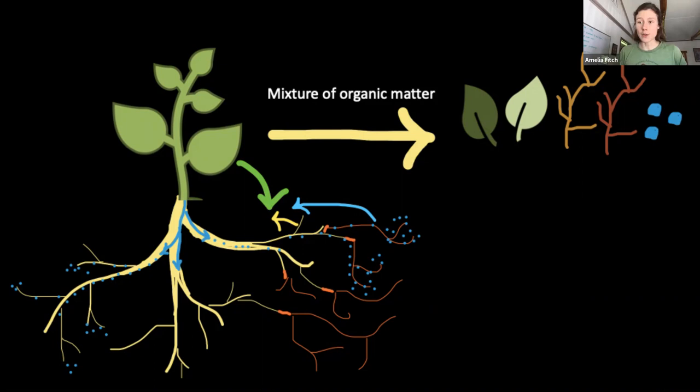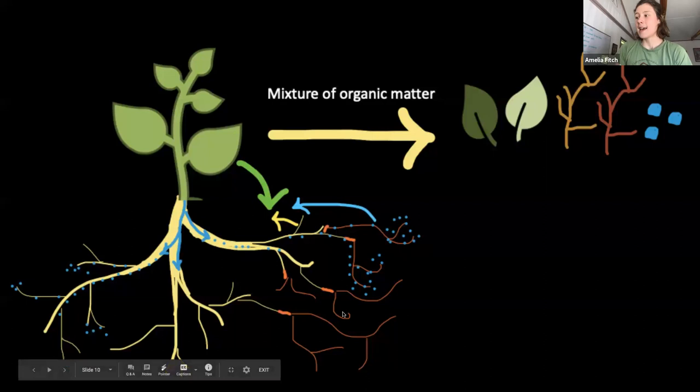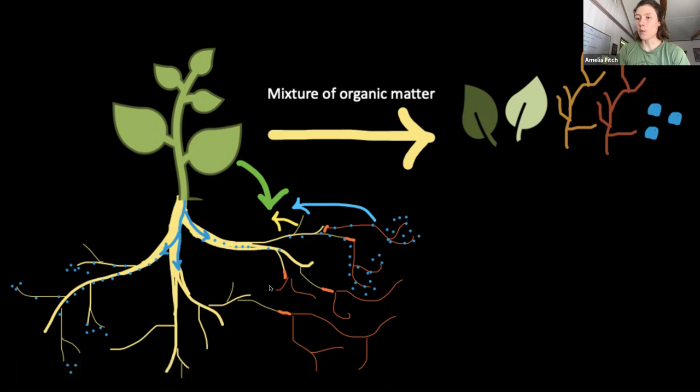So I just threw a lot of terms out there. So I'm just gonna back up real quick and just reiterate some of those. So the rhizosphere, rhizo is like root, and then sphere, I guess, is space. So the root space, the rhizosphere, is a place of a lot of microbial activity.